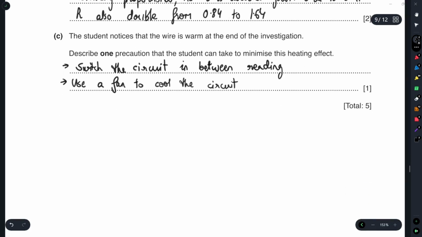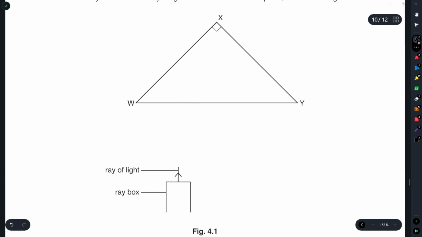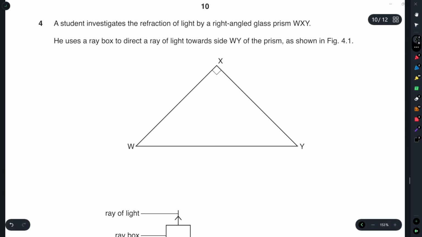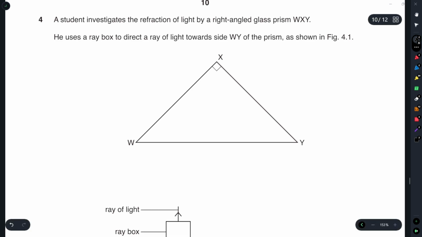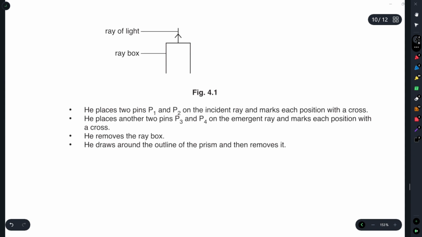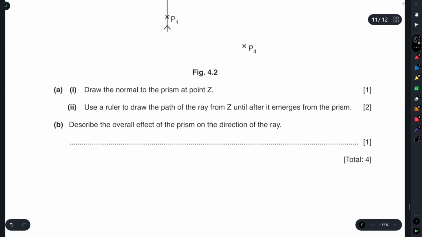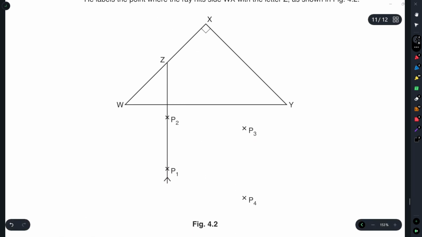I'm guessing that was question number 4. नहीं, अच्छा, question number 4 अब आएगा. All right. So question number 4 says okay, we've got a student investigates the refraction of light by a right-angled prism, glass prism WXY, uses ray box, blah blah blah. Student uses again blah blah blah. Draw a normal to the prism at point Z.